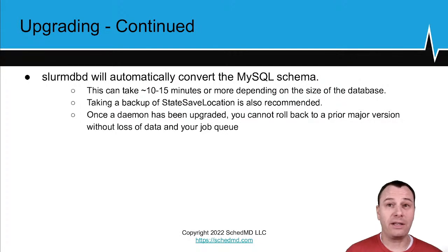Slurmdbd will automatically convert the MySQL schema. This can take 10 to 15 minutes or more depending on the size of the database, and can increase with underlying slow system storage. We highly recommend taking a backup of the state save location as well. The state save location and the DBD dump can help assist recovering from a failed upgrade attempt. Please note that once a daemon has been upgraded, you cannot roll back to a prior major version without losing data and your job queue.